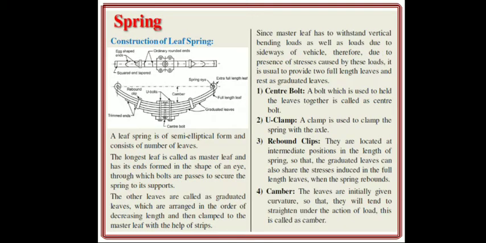Now we will see the next part, that is the leaf spring. Generally you have seen that the leaf spring is used in heavy duty vehicles to support the load. Now we will see what a leaf spring is. A leaf spring is of semi-elliptical form and consists of a number of leaves. The longest leaf is called the master leaf and has its ends formed in the shape of an eye through which bolts are passed to secure the spring to its supports.